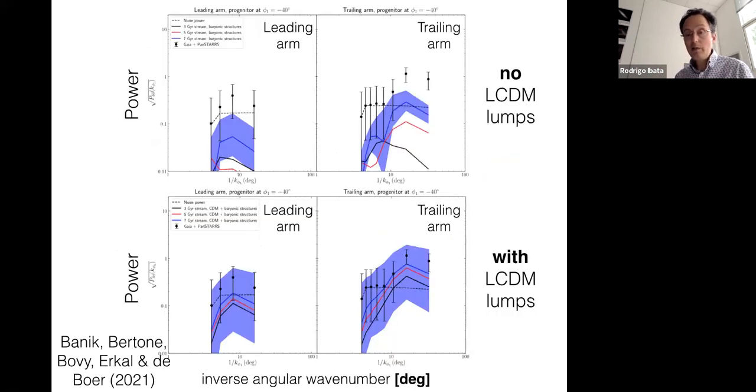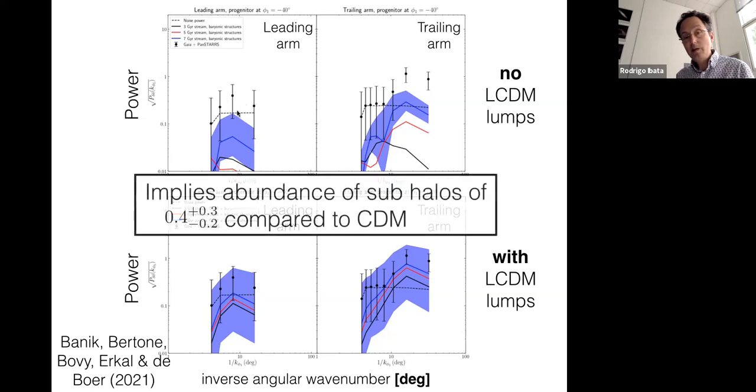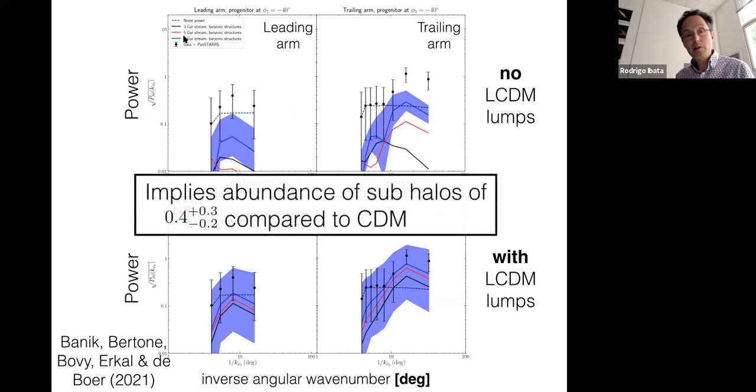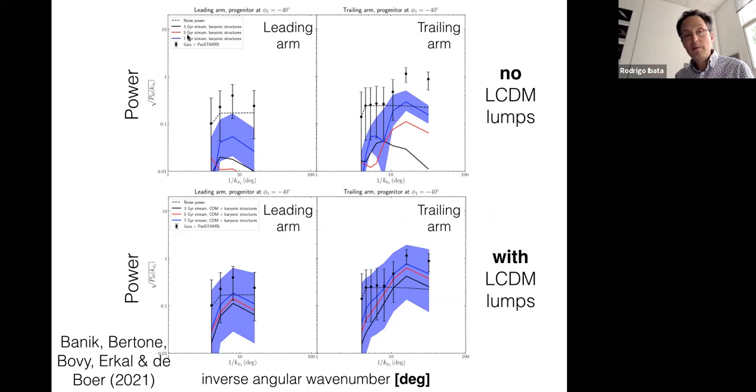So they use this data from Gaia along the stellar stream to construct the density power spectrum of the arms, in the leading arm and the trailing arm. This is shown here with these black dots. These are the data in the leading arm and in the trailing arm, and they're compared to models, shown in these colored lines, for streams of different ages of 3, 5, and 7 gigayears.